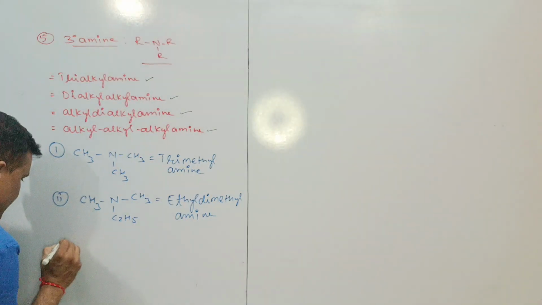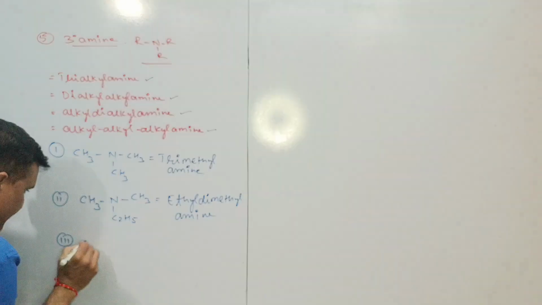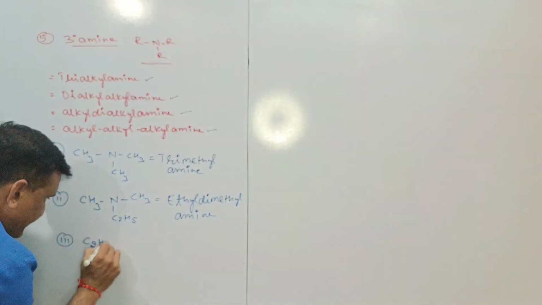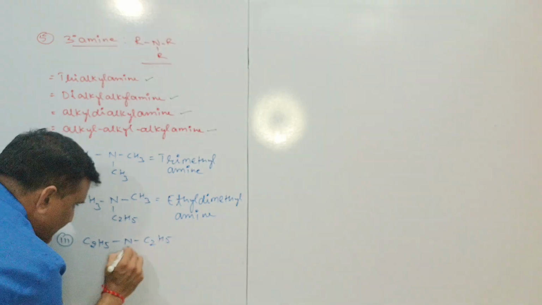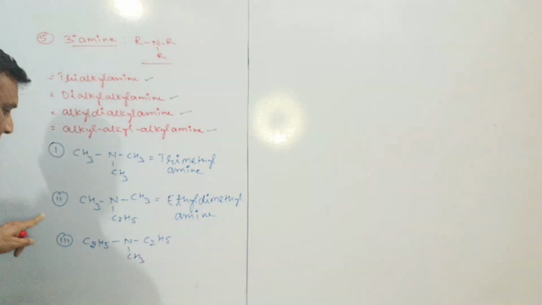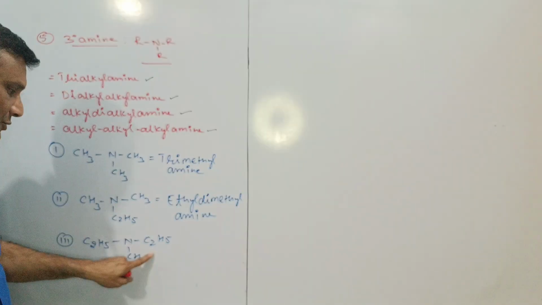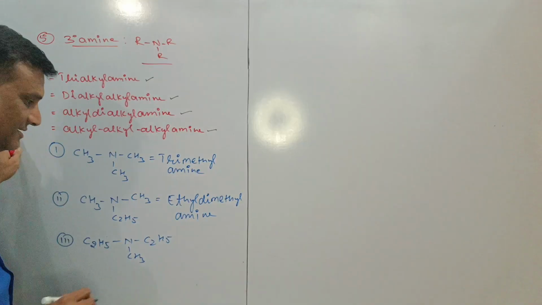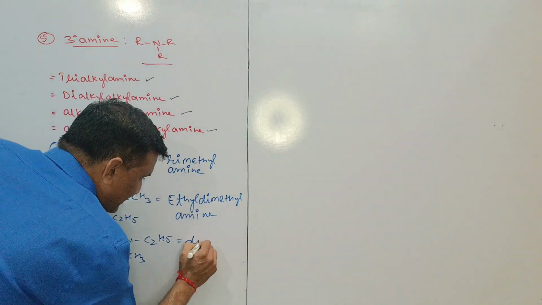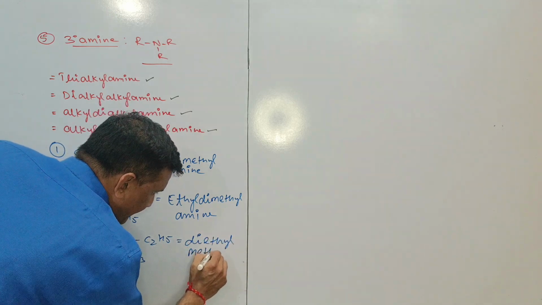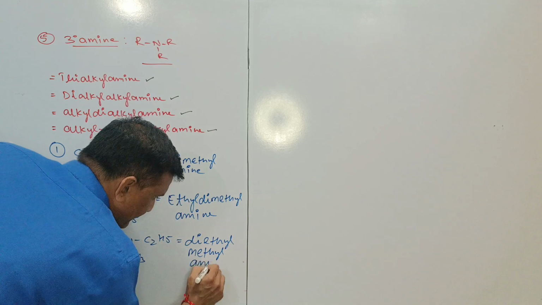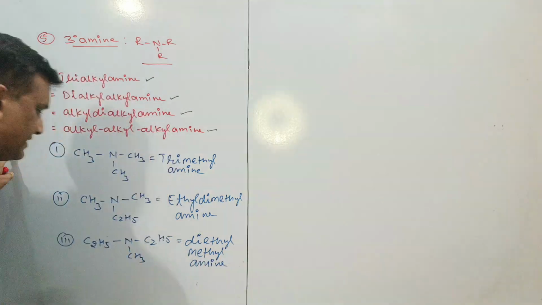A third way is possible like this. Third compound: C2H5, this is the N, C2H5, this is the CH3. This is the ethyl, and ethyl is more prior. So dialkyl, that's why it will be diethylmethylamine. That is regarding just 3-degree amine.